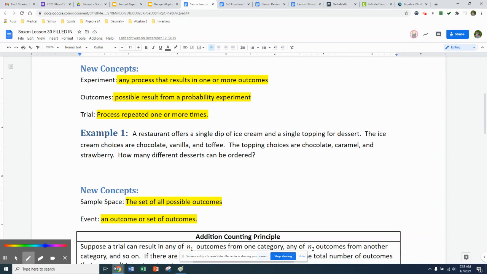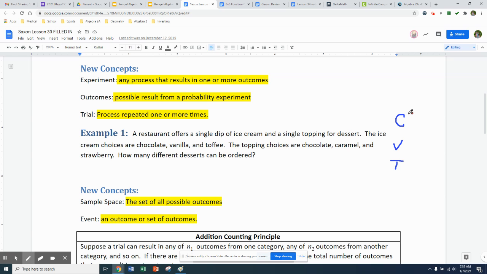Dessert, the ice cream choices are chocolate, vanilla, and toffee, and the topping choices are chocolate, caramel, and strawberry. How many different desserts can be ordered? Well, we're going to look at the two choices. So you have a choice of ice cream, which are chocolate, vanilla, or toffee, and then you have a choice for the toppings of chocolate, caramel, or strawberry.